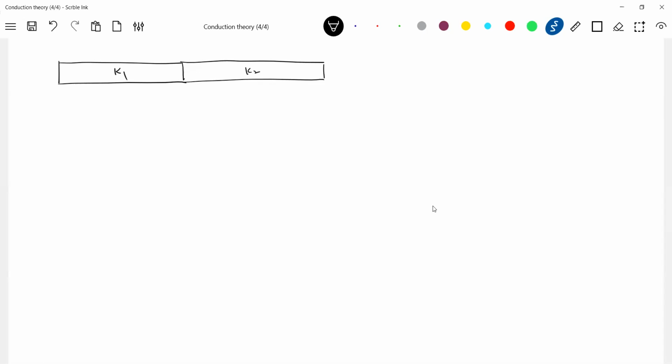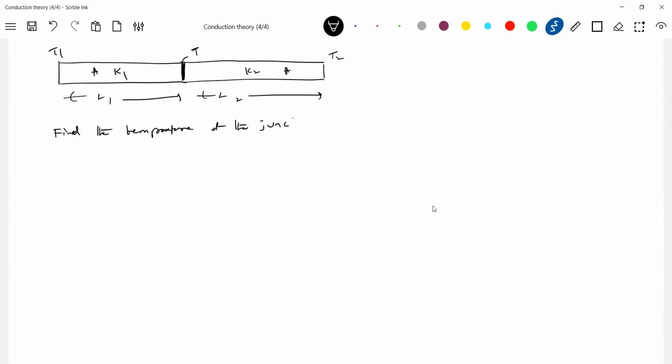They have different thermal conductivities, temperatures T1 and T2, and lengths L1 and L2. The area of cross section, let it be the same. This is a junction. I want the temperature of the junction. Okay, all of you, junction means the boundary. Find the temperature of the junction.